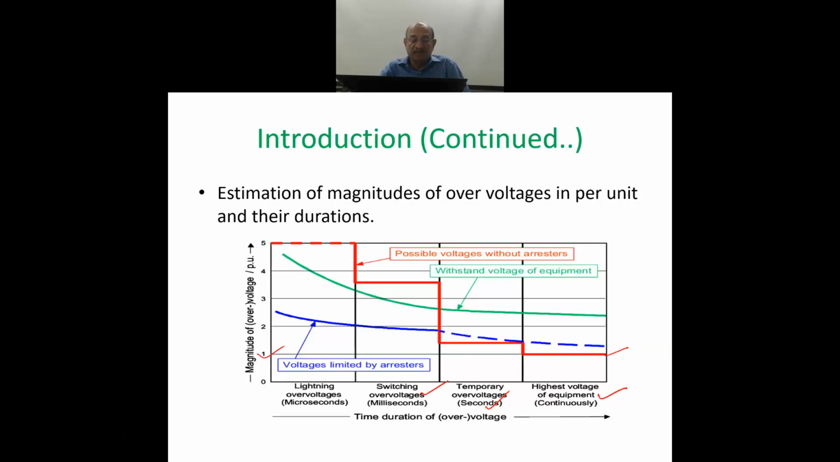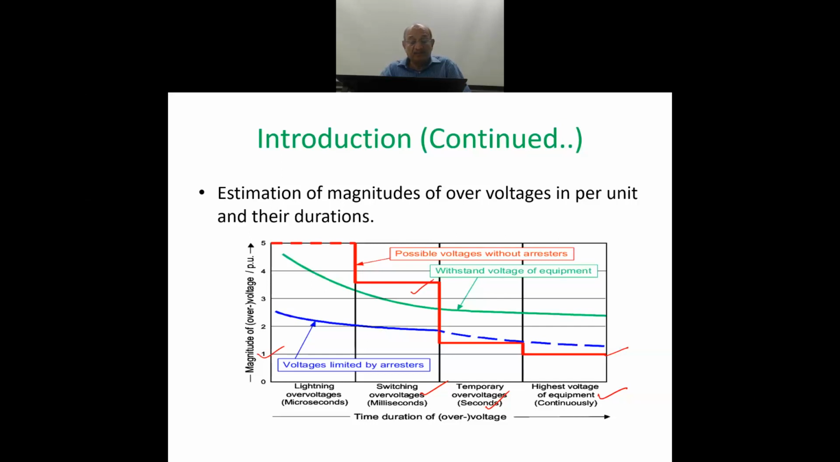Traveling waves are produced which spread in every direction where these impulse voltages are generated. You can imagine they would travel according to the impedance of the line, etc. We'll talk about it. Okay? And the magnitude of the switching overvoltage, as you can see, could be more than 3 per unit. That means it is 3 times the rated voltage of the system.